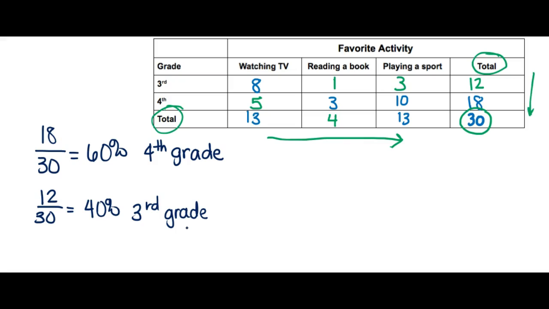So when we want to go to our columns, though, we're going to say, looking at the students who play a sport, how many of them are in third grade? Well, there are 13 who like playing sports, and there are 3 of them that are in third grade. So 3 divided by 13 is going to be 23% approximately. Remember, we round.